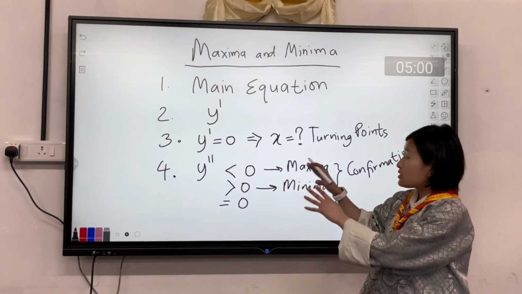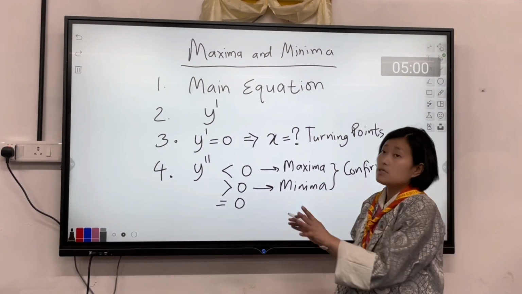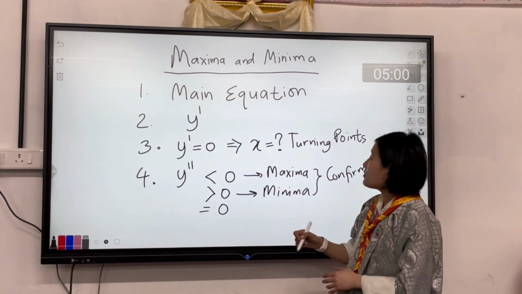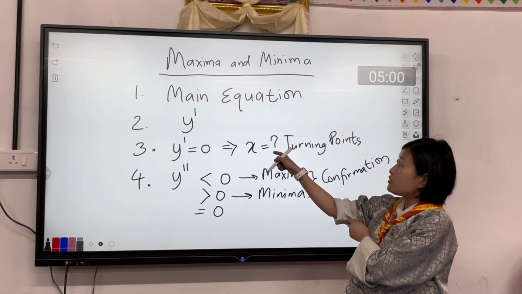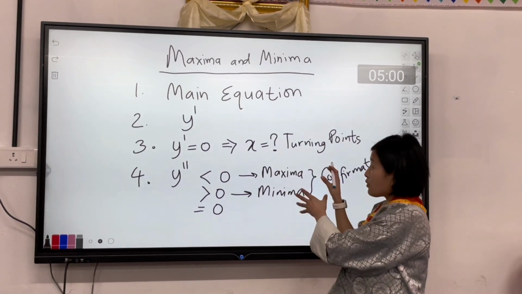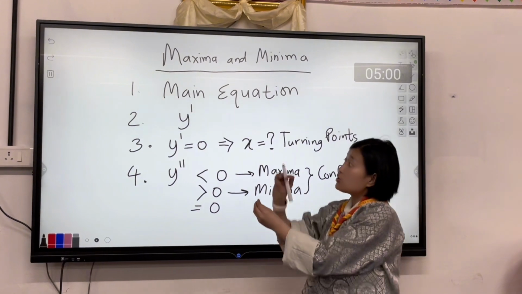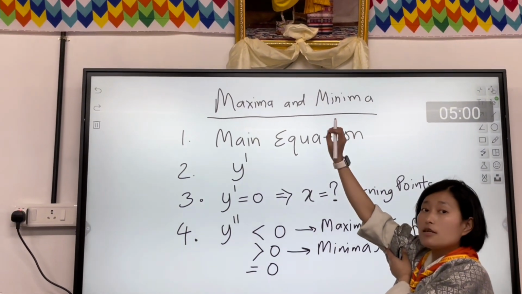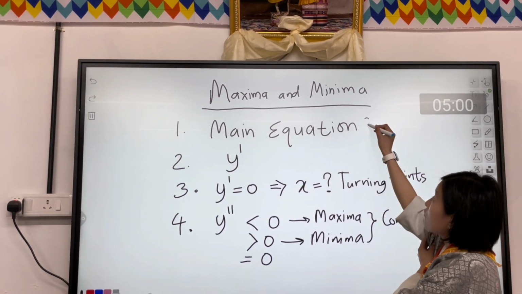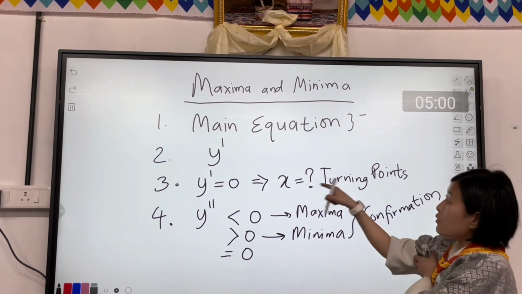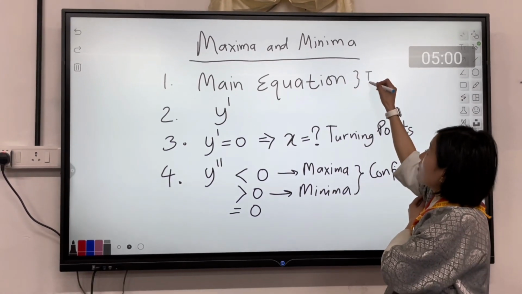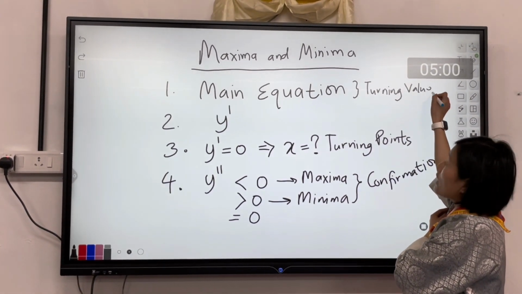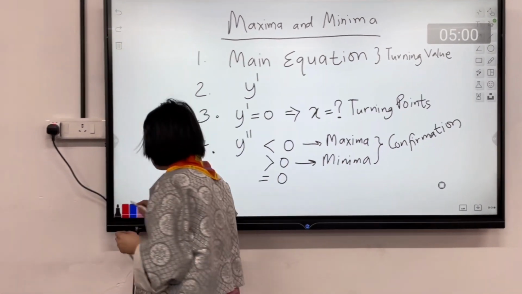So these 4 steps will keep on coming under maximum and minimum. And remember, the x that you get, the point you get in step number 3, are turning points. The x which you replace in the main function, the value you get is the turning value. So turning value is found here, whereas turning points is found in step 3.